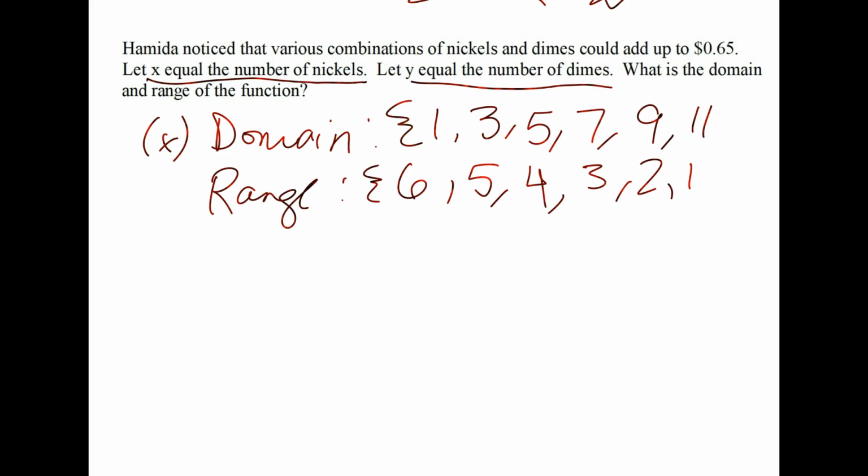All right. Can I have 12 nickels? Well, 12 times 5 is 60. But that leaves 5 cents over, so I can't have any more dimes. So the answer will be no. This completes my domain and range. All right, let's go do the last problems.